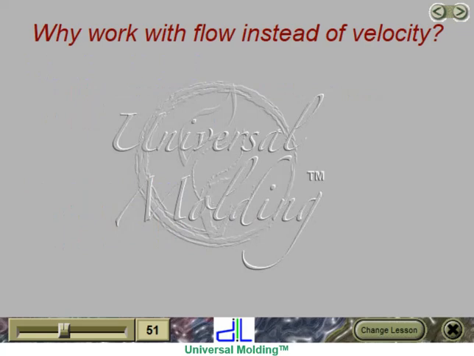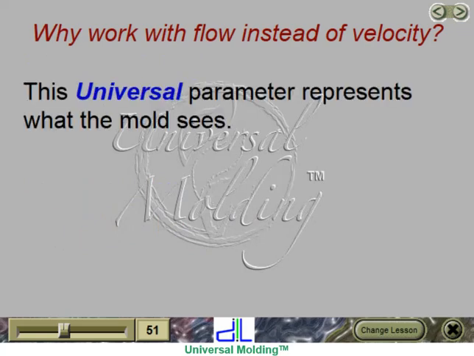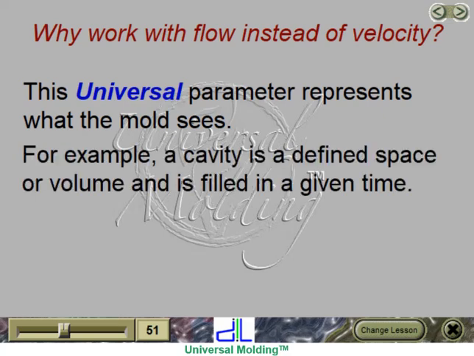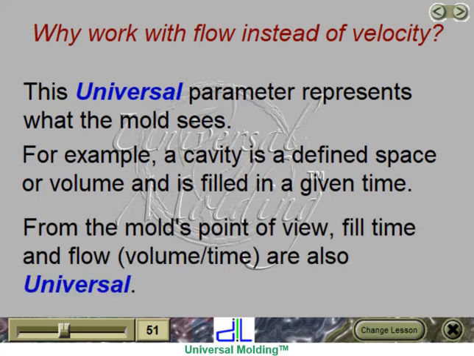Why work with flow instead of velocity? This universal parameter represents what the mold sees. For example, a cavity is a defined space or volume and is filled in a given time. From the mold's point of view, fill time and flow, volume divided by time, are also universal.